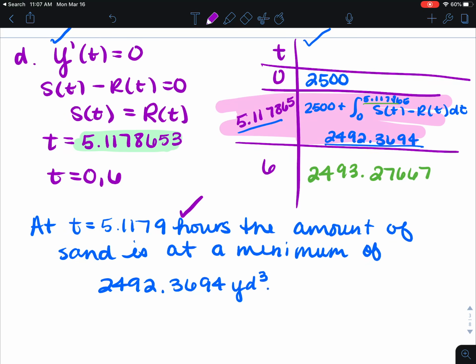What I would like you to do is to score your free response based on this response and submit it via the Google form link. All right.